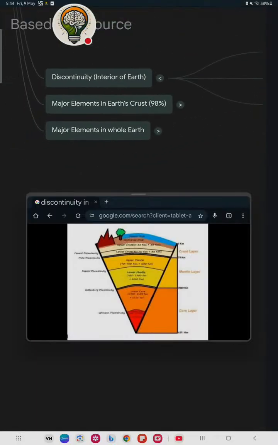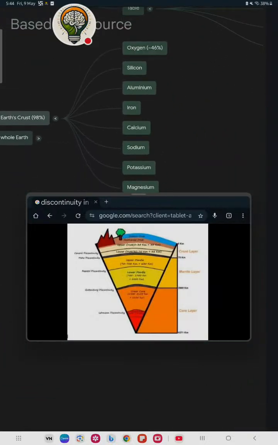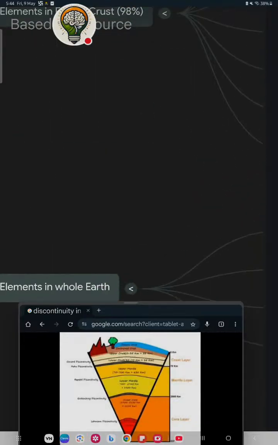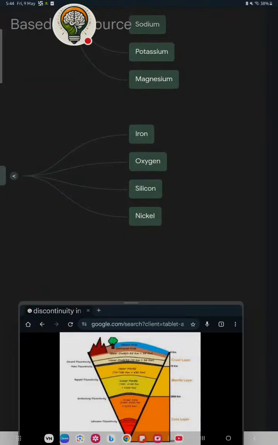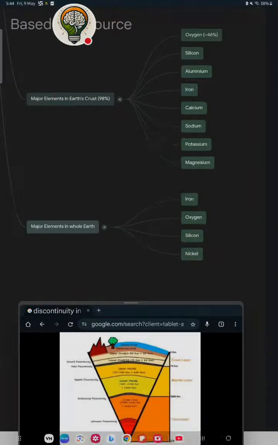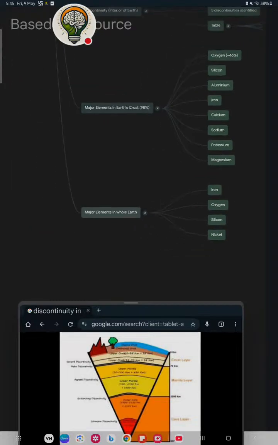Then comes the major elements of the earth's crust, 98%. The major elements of the earth's crust are oxygen 46%, silicon, aluminium, iron, calcium, sodium, potassium, and magnesium. The major elements of the whole earth are iron, oxygen, silicon, and nickel. So in the earth's crust, oxygen is abundant, then silicon, aluminium, iron, calcium, sodium, potassium, and magnesium. And for the whole earth, iron, oxygen, silicon, and nickel are the key.